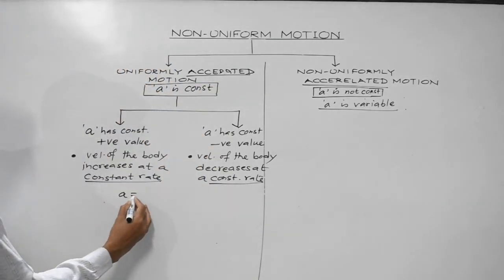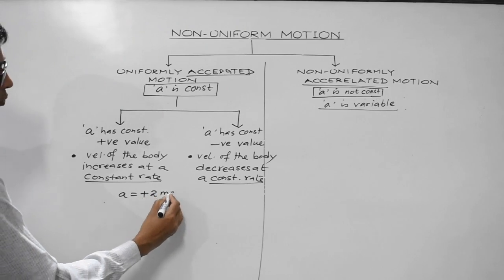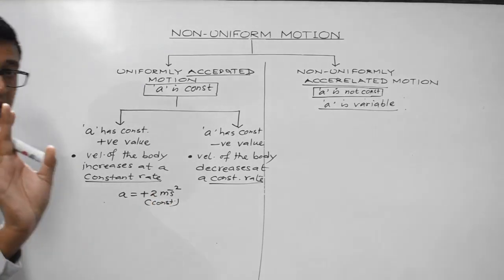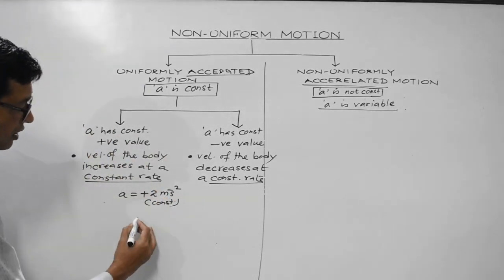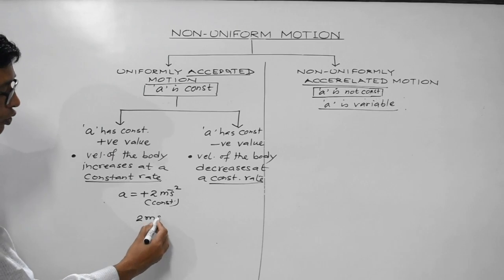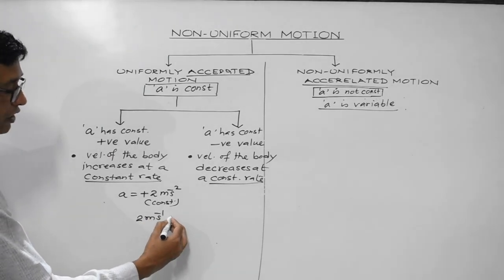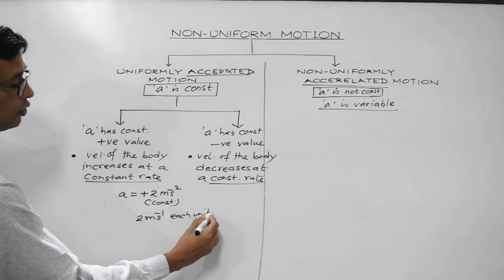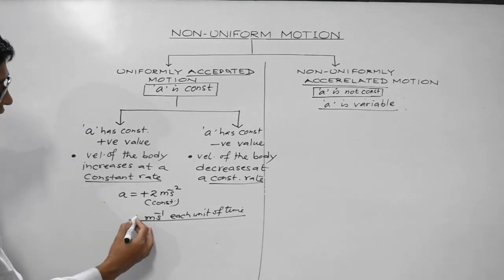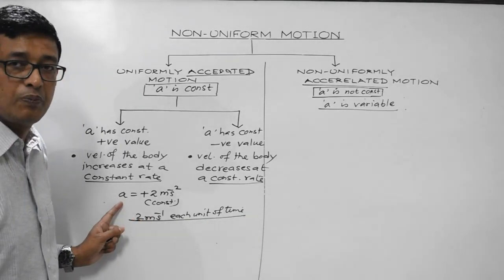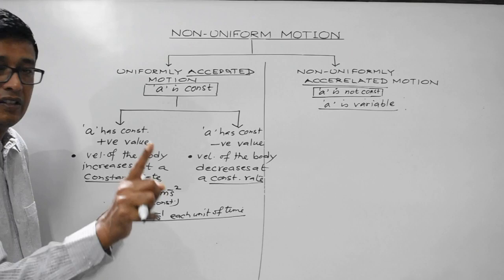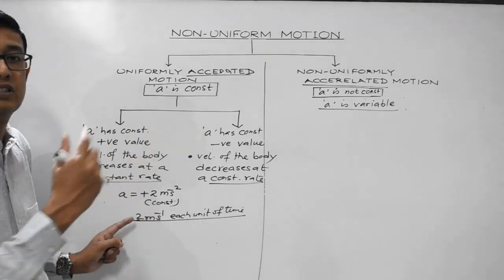Suppose A is having a value of plus 2 meter per second square, and it's constant, it's not changing with time. So what I mean to say is that, just concentrate on the unit. The body is increasing its velocity at the rate of 2 meter per second each unit of time. So if we consider a body to have an acceleration of plus 2 meter per second square, it means that with each second its velocity increases by 2 meter per second.